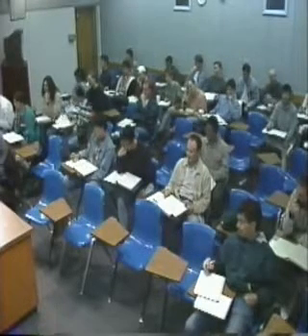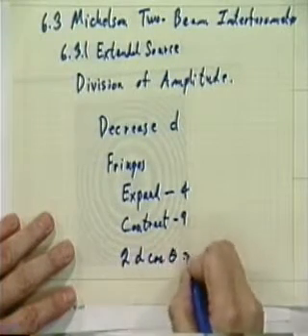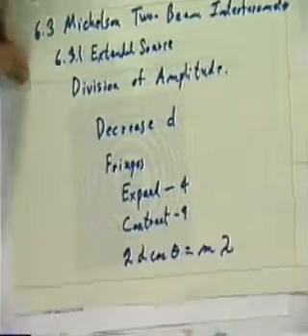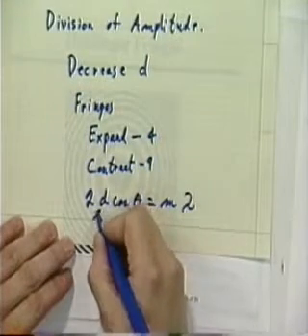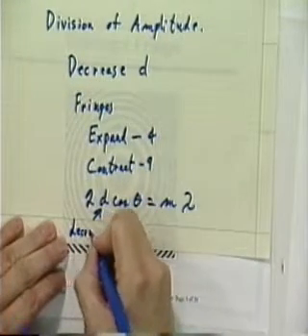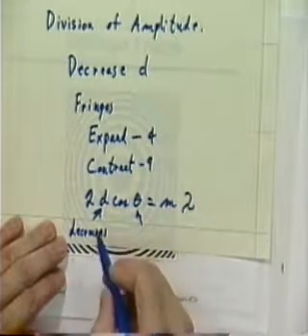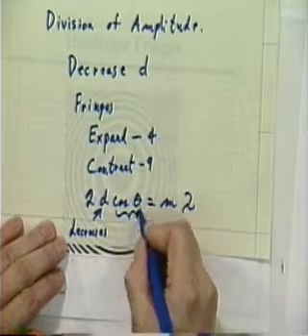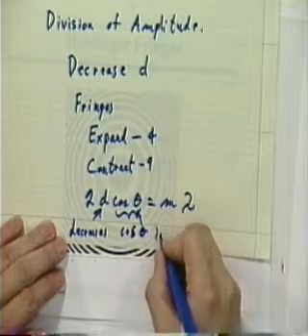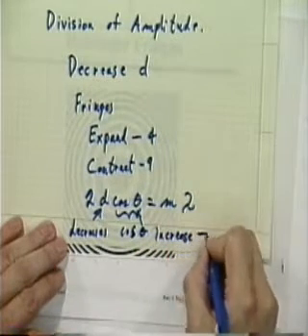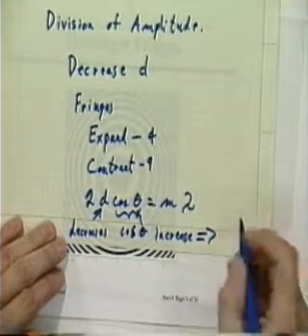Let's see. I don't know what they do. We have this equation that you're dreaming about: 2d cosine theta is m lambda. For a given fringe, m is some number. If d decreases, theta must, and for a given fringe this is a constant, so if d decreases, cosine theta must what? Increase. And so theta does what? Decreases.